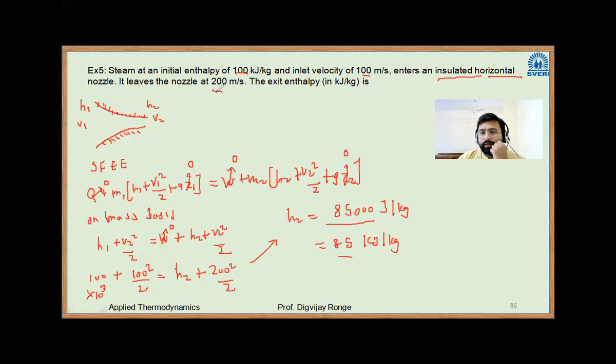So at the expense of enthalpy, velocity has increased, but the total amount of energy in the system remains constant. So if you calculate the total energy at the start, this will be conserved at the outlet also. So this is by the first law of thermodynamics. The total energy in the system is conserved. It is also called the law of conservation of energy. Okay.